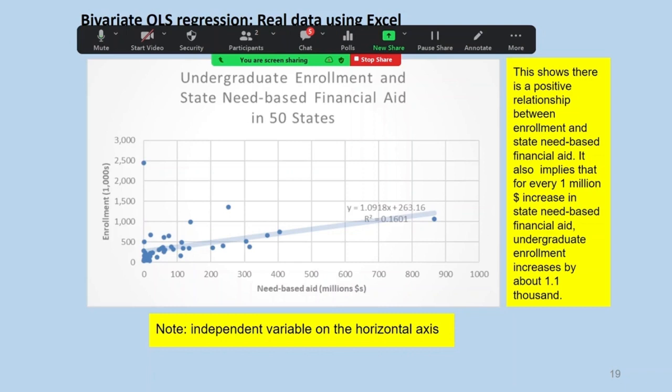Approximately 1.1. So this tells you two things. It tells you that there's a positive relationship between need-based aid and enrollment, and it tells you what the value is of the relationship. It's positive and it's 1 to 1, 1 million to 1,000. Okay?